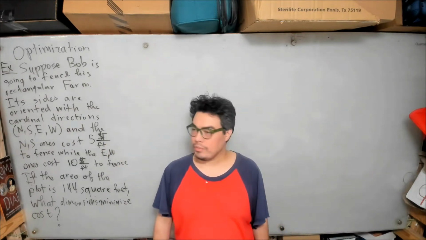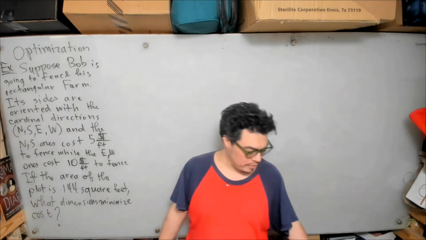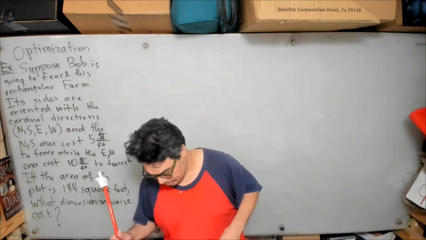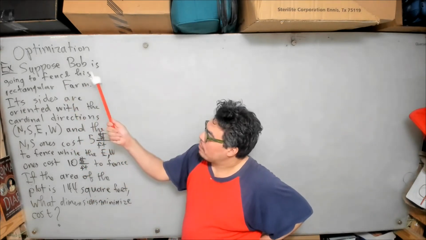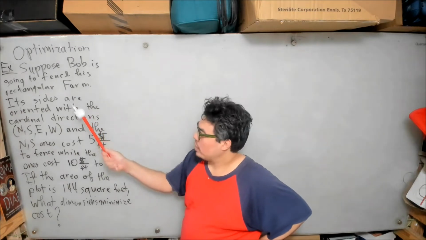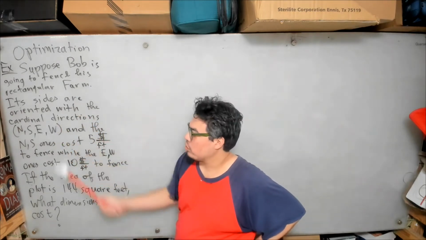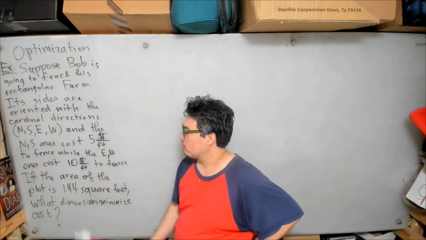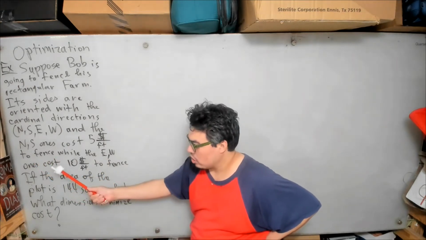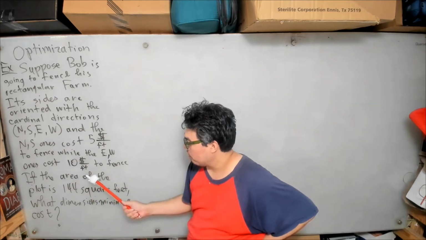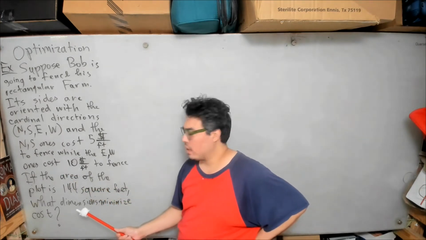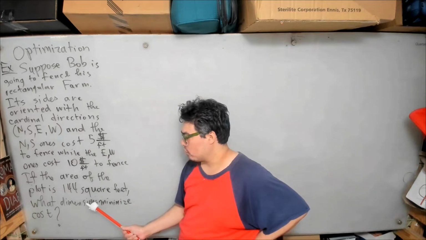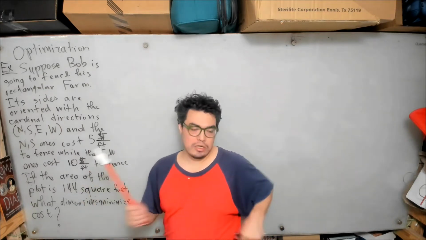Hello, ladies and gentlemen. So now we're going to do this problem. Let's read it together, first and foremost, okay? So suppose Bob is going to fence his rectangular farm. Its sides are oriented with the cardinal directions, and the north-south ones cost $5 per foot to fence, while the east-west ones cost $10 per foot to fence. If the area of the plot is 144 square feet, what dimensions minimize the cost?